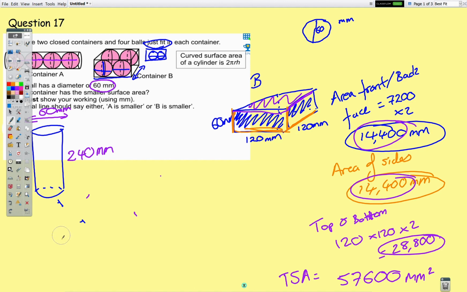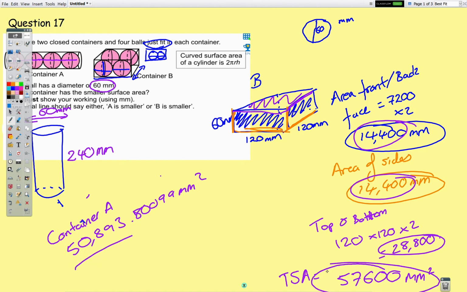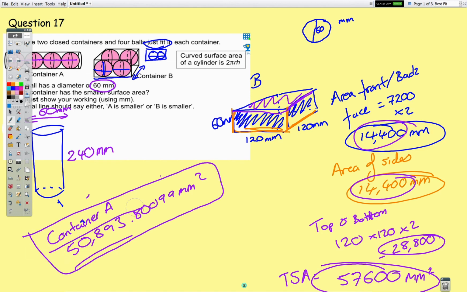Because I flicked forward, I'm just going to write container A over here. So container A was 50,893.899 millimeters squared. Now we look at which one is the smaller one. The smaller one is quite clearly out of 50,893 and 57,600. We know clearly that this one here is the smaller one. Make sure that at the very end you put A is smaller, because that's my answer.